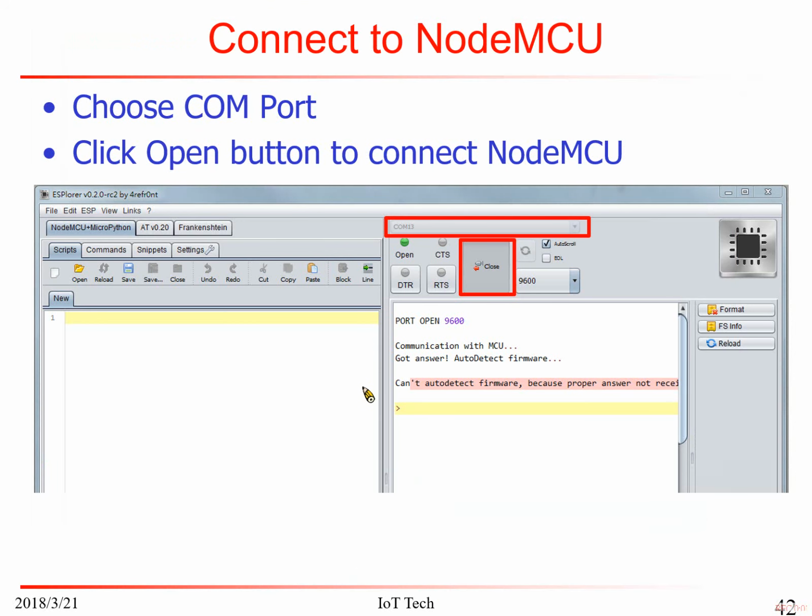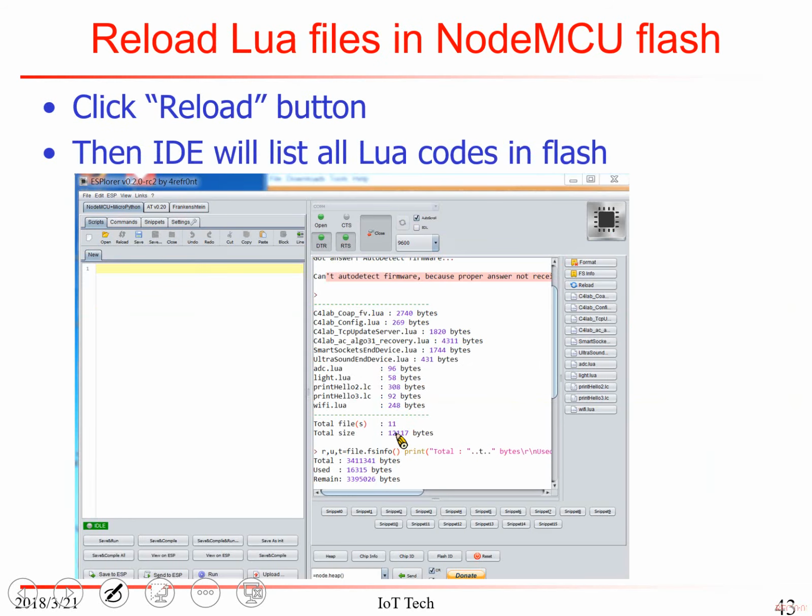Okay, so this is the first step. You prepare, you connect to the NodeMCU. So remember, this part has to be 115200, and this is the refresh button. Click the refresh button and choose your COM port, which connects to your IoT board, and then click open. And then you see a greater-than sign here, and everything should be fine.